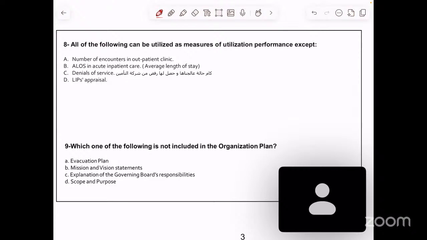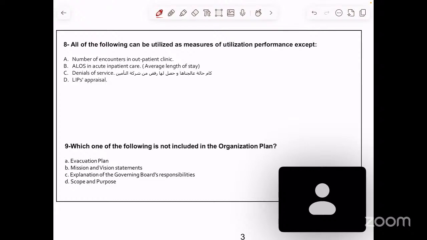Okay. What's your answer? About the denials? This one, I said, measures the utilization performance. Denials by insurance companies or other payers are an indicator of utilization problems. So this reflects issues with the authorization or the appropriateness of services. So the correct answer here is the LIP's appraisal, or the licensed independent practitioners. Okay, clear na, huh? So this is not a utilization performance.